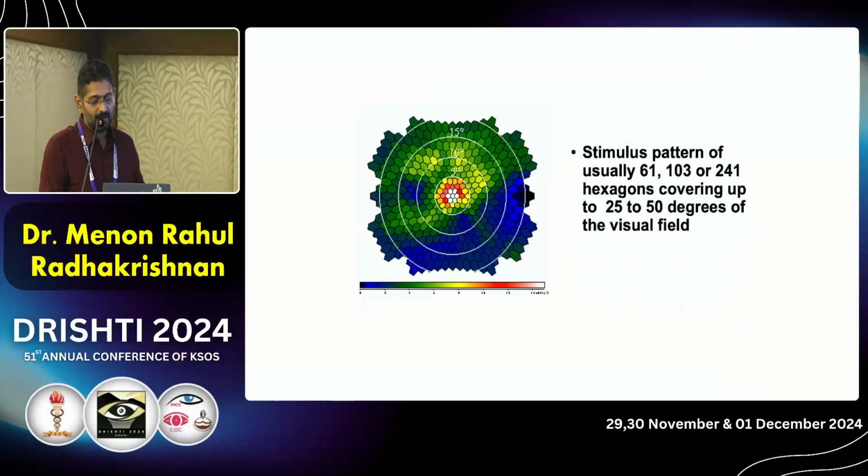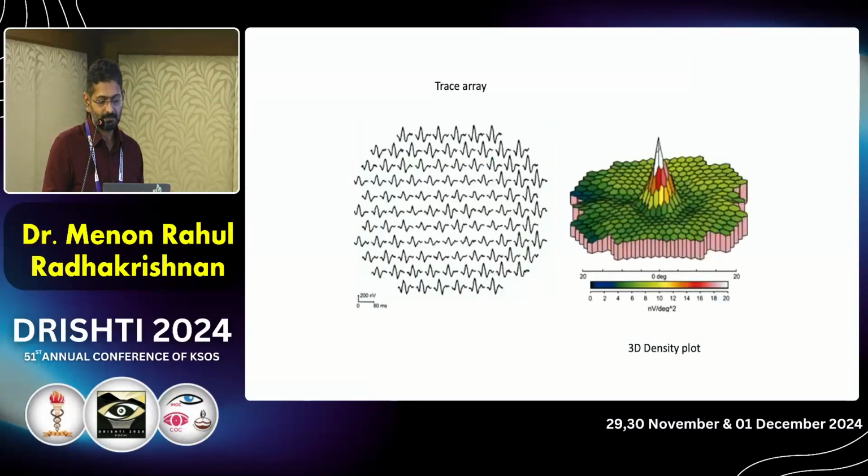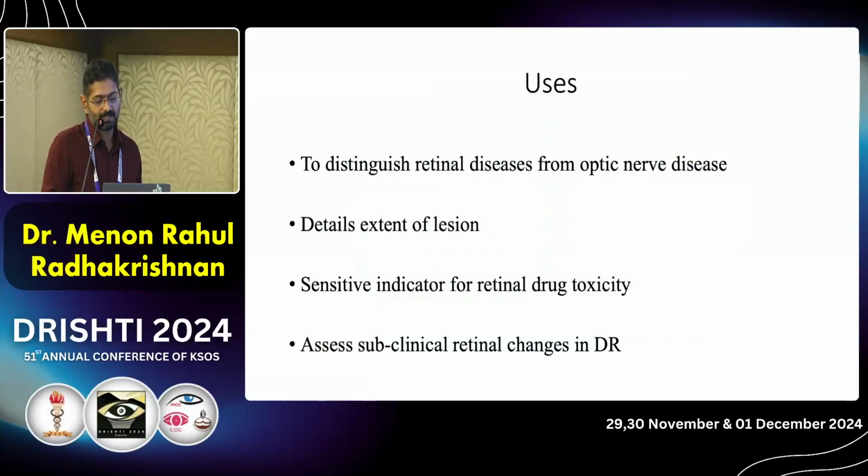They have a stimulus pattern of usually 61, 103, and 241 hexagons to cover it. Usually around 50 degrees of the visual field is examined. Basically, it helps to distinguish retinal disease from optic nerve diseases. It gives a detailed extent of the lesion. It's a sensitive indicator for retinal drug toxicity, and also assesses subclinical retinal changes in diabetic retinopathy.